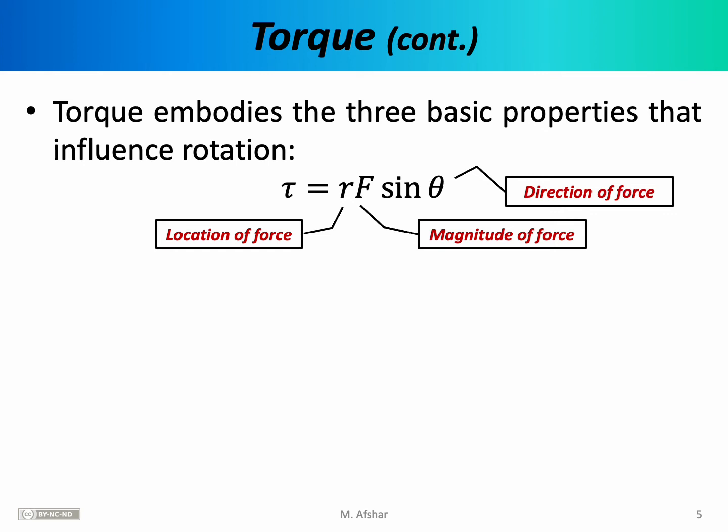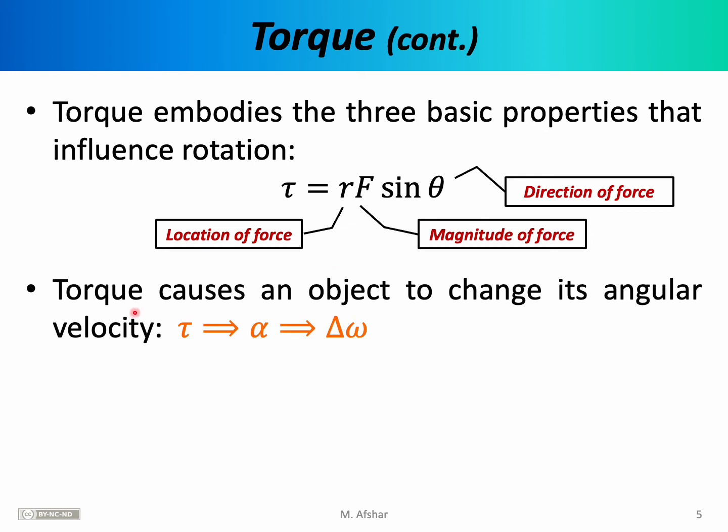Note that our definition of torque embodies the three basic properties that we were talking about. Torque depends on the location of the force, so where you grab the wrench in order to pull on it. It depends on the magnitude of the force, so are you pulling with 100 newtons on the wrench or 200 newtons? And it also depends on the direction of the force, more precisely the angle between the position vector and the force vector.